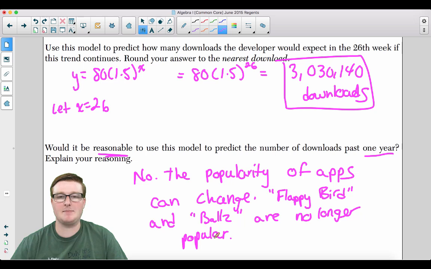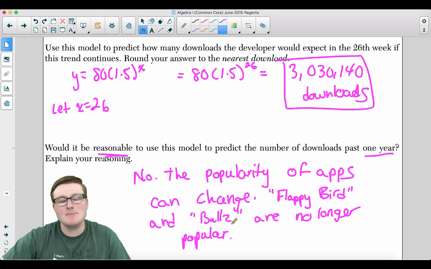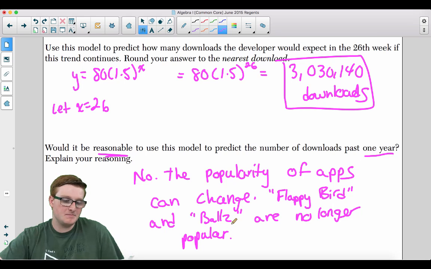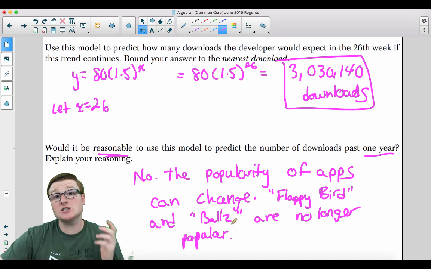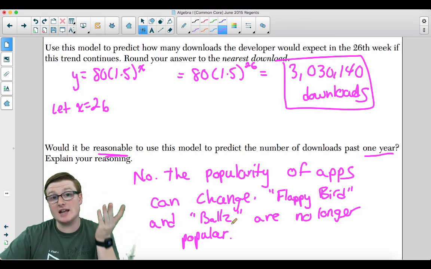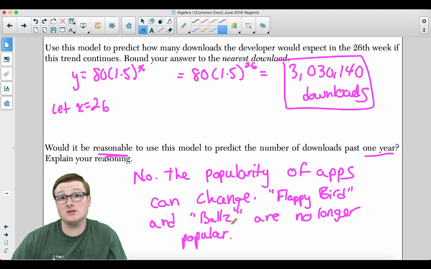It's not that Flappy Bird's not popular anymore. They took it off the App Store, which I was so upset about. But it is what it is. Life goes on. And that's how you could explain your answer. The popularity of apps could change. And if you want to throw in a real-life example, by all means, go ahead and do it.